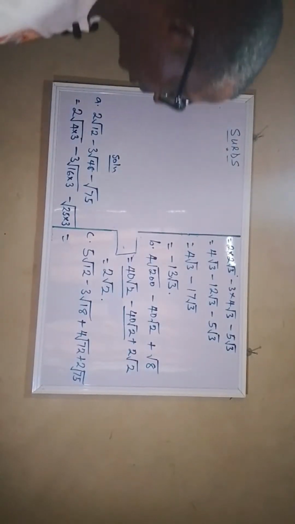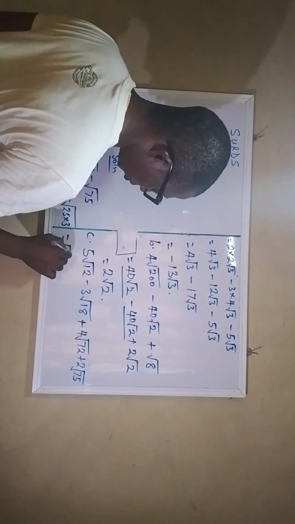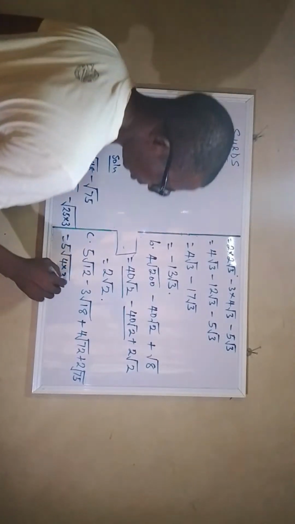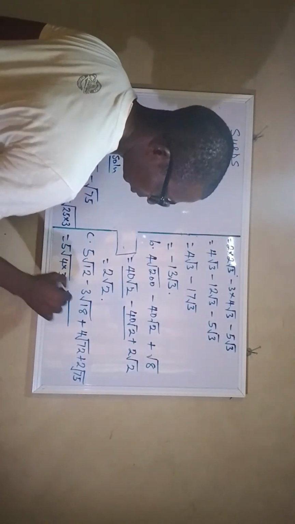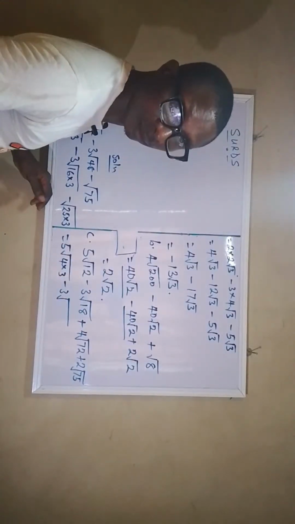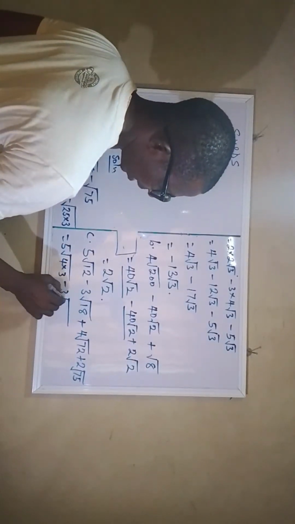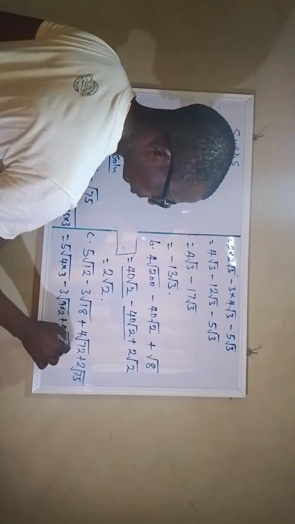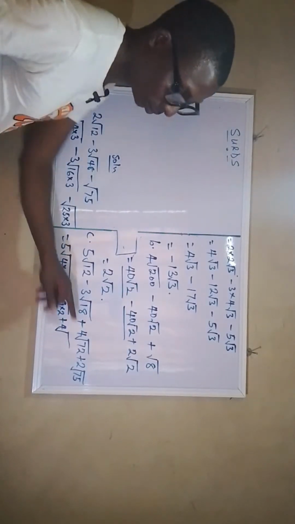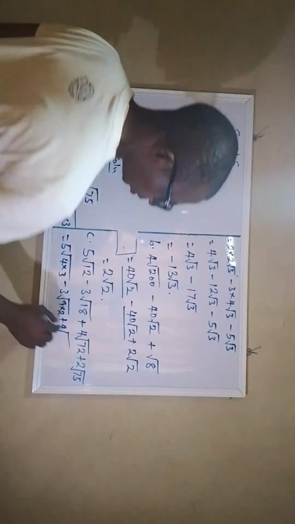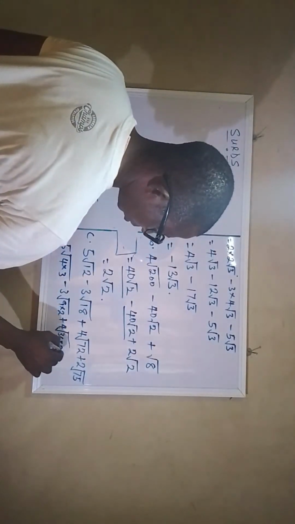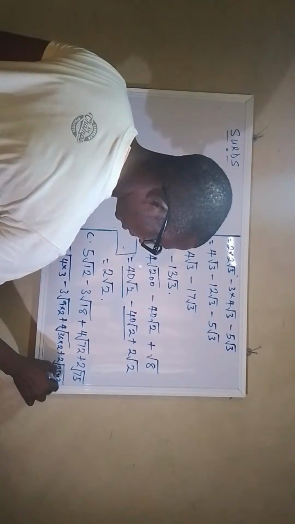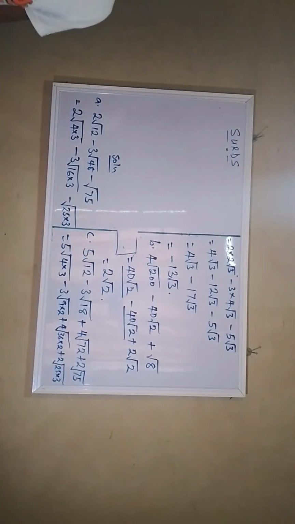So this will be 5 square root of 4 times 3. It's the same thing as 12. So minus 3 square root of, this is 9 times 2. Okay. So plus this 4 square root of 36 times 2, plus 2 square root of 25 times 3.